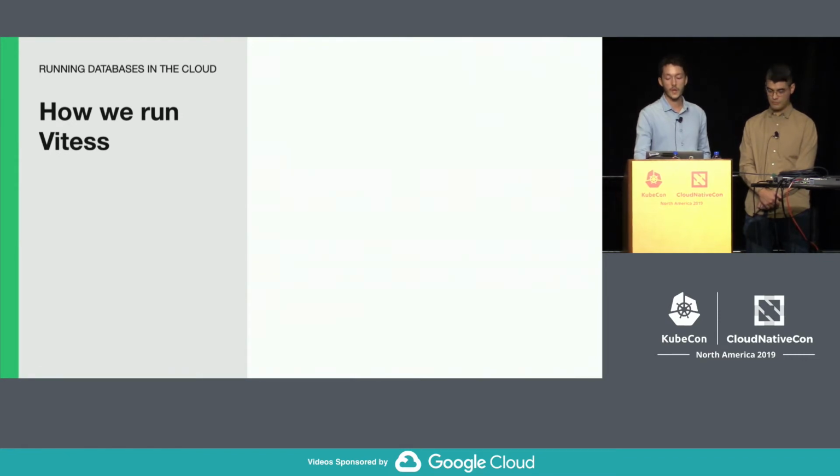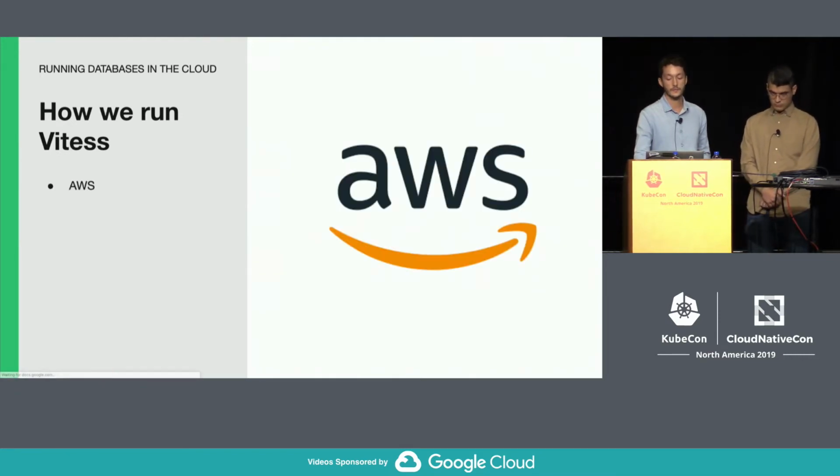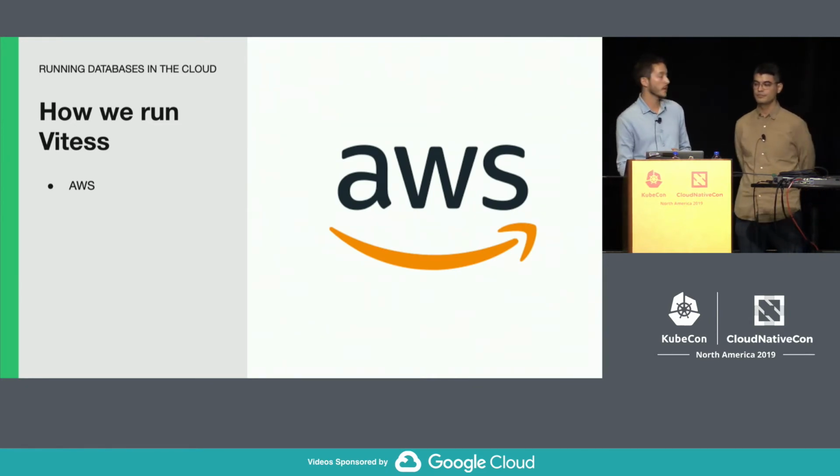Let's now talk about how we run Vitess at Slack. So we run our database stack on AWS in multiple geographic locations.